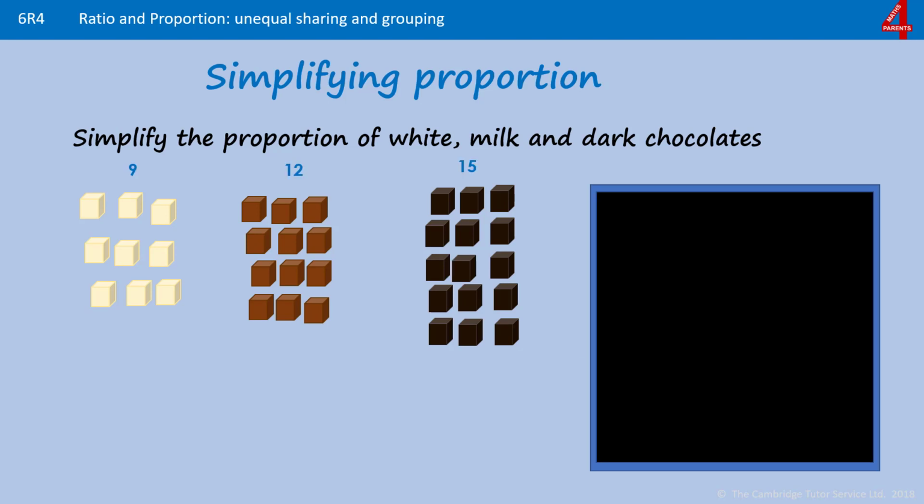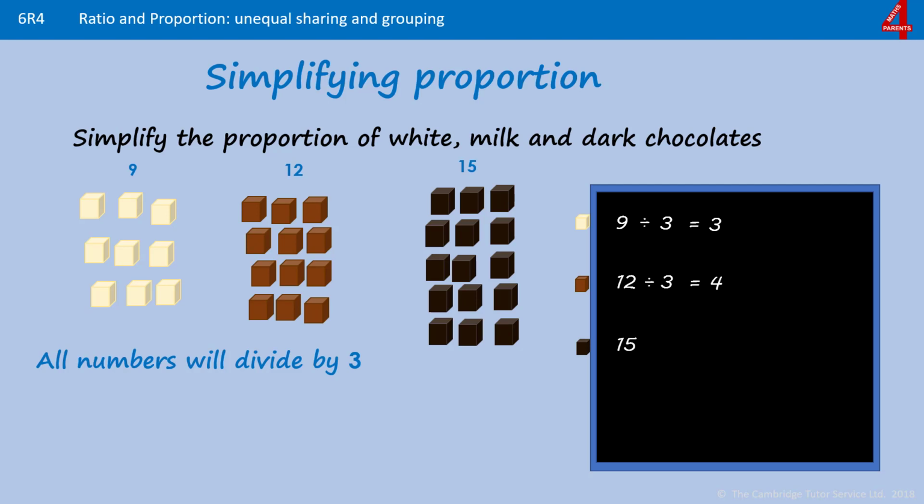Here's a different way of solving the same problem. Numbers will divide by 3. If we have 9 divided by 3, that's 3. 12 of the milk chocolate divided by 3 is 4. And 15 of the dark chocolate divided by 3 is 5. Now we just simply add those simplified divided numbers together and we go straight to the 12. I'd have a preference and it's this method, but I know that some people prefer the other method, which is why I'm showing you both.